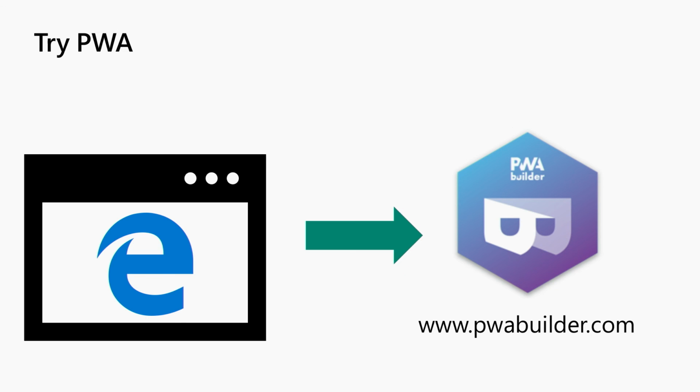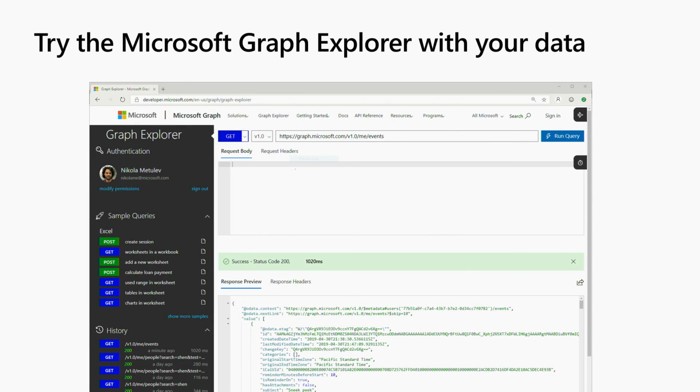Right, and then we also want you to try out the Microsoft Graph Explorer with the data. Log in with your Microsoft account or your company account and just check out what kind of data you can get and what you can do with that data. There's a lot of insights and intelligence you can also take advantage of. And we encourage you to just play around with the samples.